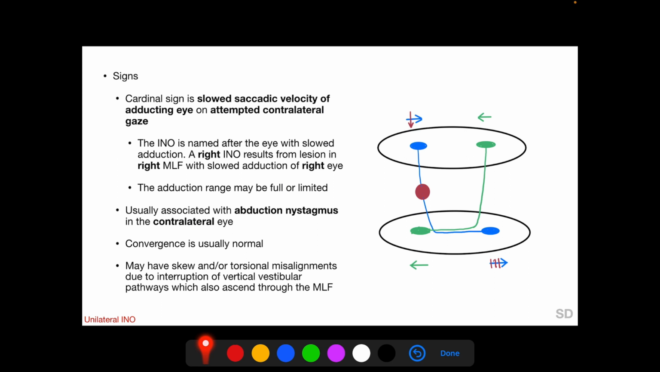So in an INO, there is a slowed saccadic velocity of the adducting eye and a nystagmus of the abducting eye, but the cardinal sign is the slowed saccadic velocity of the adducting eye and not the nystagmus of the abducting eye. This is very important to remember. So this must happen, this may or may not happen. Convergence in INO is usually normal.